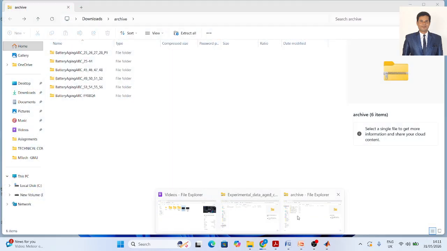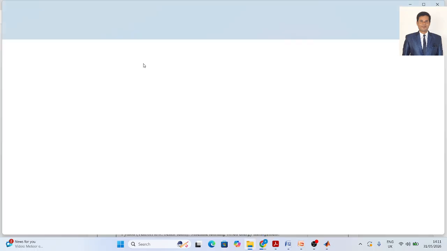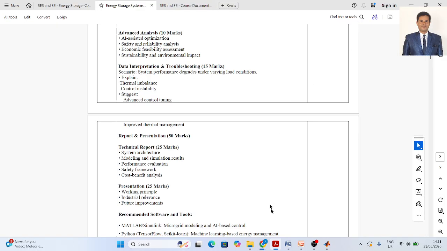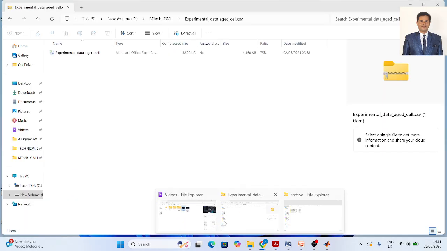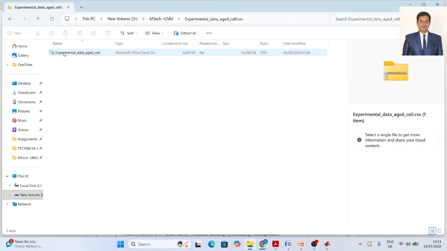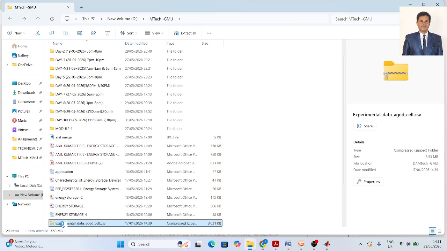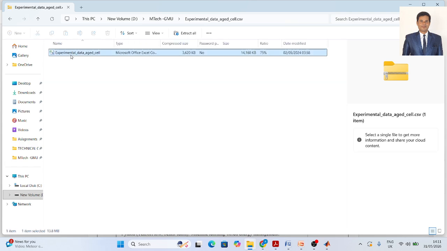by collecting this model. So you'll get the battery aging cells and the old cells as well as the new cells data. It will give. So I have the data of aged cells. So I will go here, then I will go with the aged data cells.